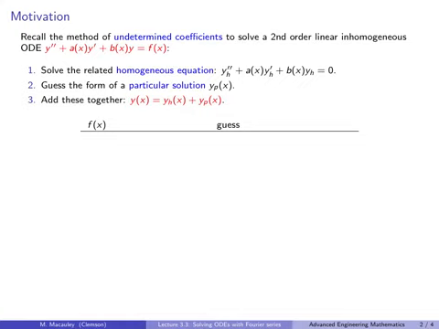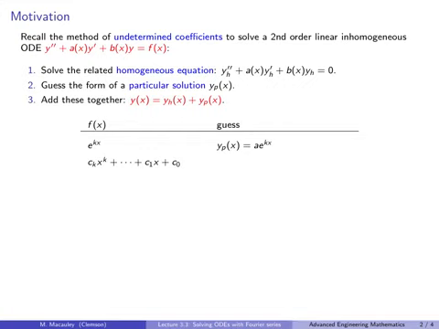Let's recall how we would guess a particular solution. Our general rule of thumb is that it should have the same form as the forcing term f of x. For example, if the forcing term was an exponential function, e to the kx, then we guessed a particular solution of the form a e to the kx. The reason is that if we plug this back into the left-hand side of the ODE, we get some number times e to the kx. And if we set a just right, the right-hand side is an e to the kx as well. We can get those to cancel.